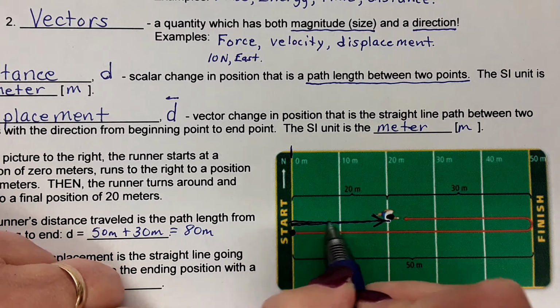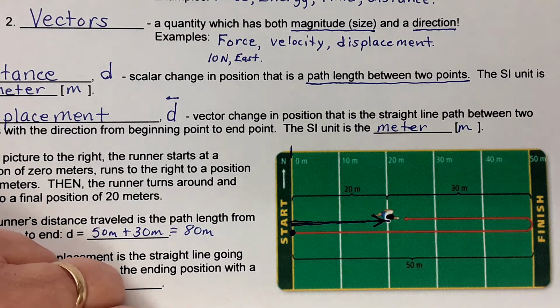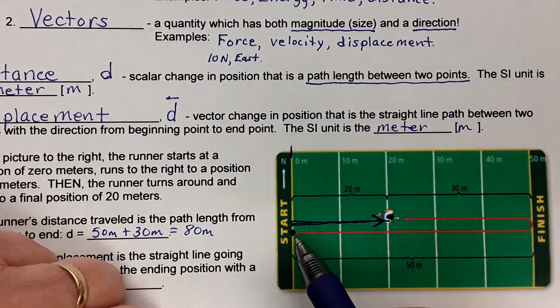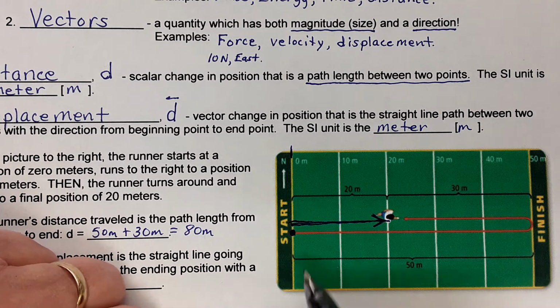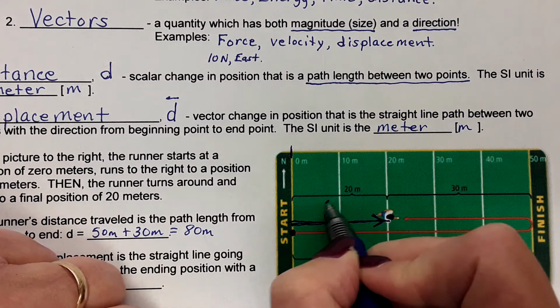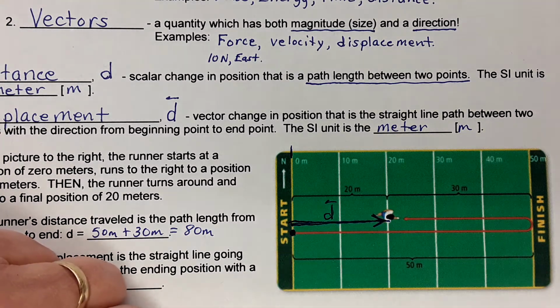He started, he went this way and ended up right there. Doesn't matter what the path length is. Doesn't matter that he turned around. We're only looking at the beginning and the end points. That's all. We don't care about the path in between. So this arrow represents the displacement.